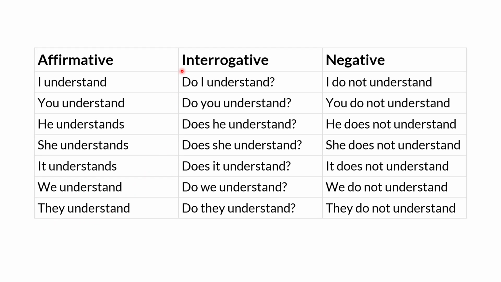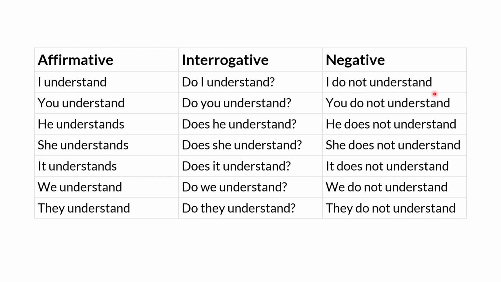In the interrogative or the question form, we use do to start with. Do I understand? Do you understand? And then in the third person does. Does he understand? Does she understand? Does it understand? Do we understand? Do they understand?